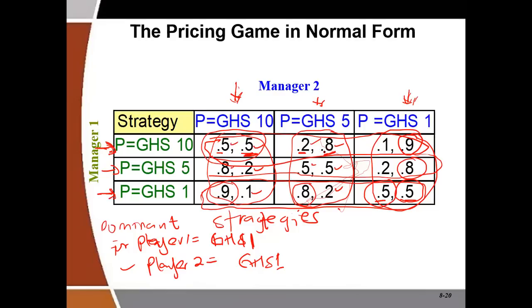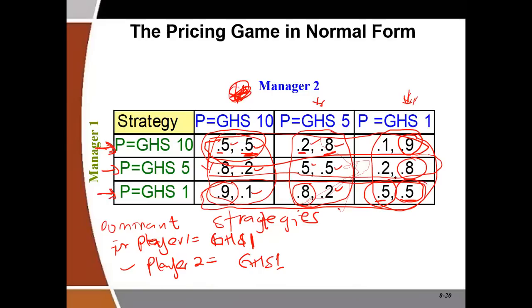Even at 10-10, at strategy 10 cedis, 10 cedis, you also realize that given that we hold player 2 here and player 1 moves alone, player 1 will also increase his payoff from 50% to 80%. So that is not a Nash equilibrium. For a Nash equilibrium, if you move alone, you decrease your payoff, all right?